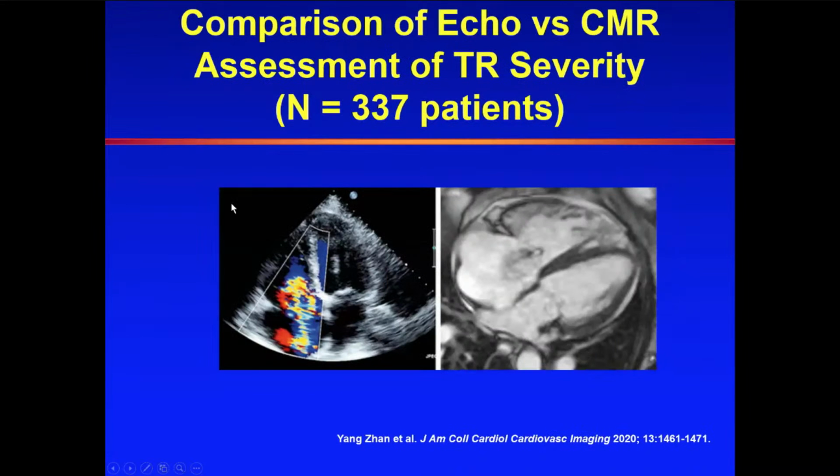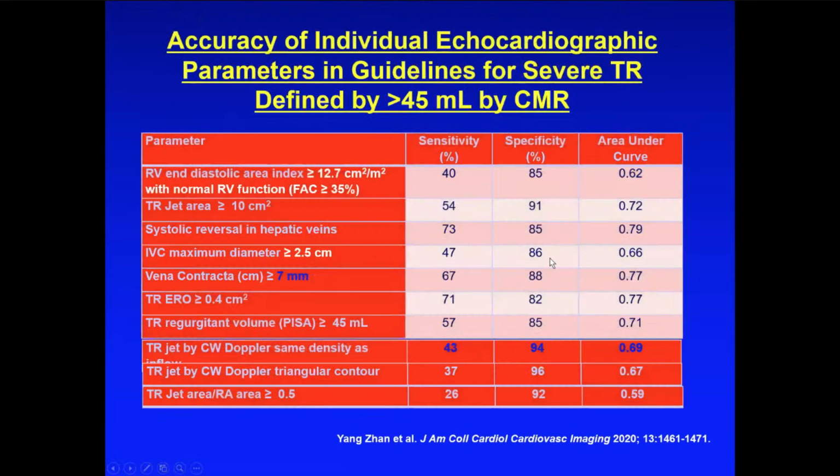Our group recently, with the help of Dr. Yang Zhan and Dr. Deepan Shah, looked at the TR severity by echocardiographic measures against CMR. And we noticed if you use CMR as the gold standard, regurgitant volume by CMR as the gold standard, which in most patients is straightforward and not challenging, all of these different indices that I presented to you have variable accuracy. But one thing stands, the systolic reversal in the hepatic veins has a decent accuracy.